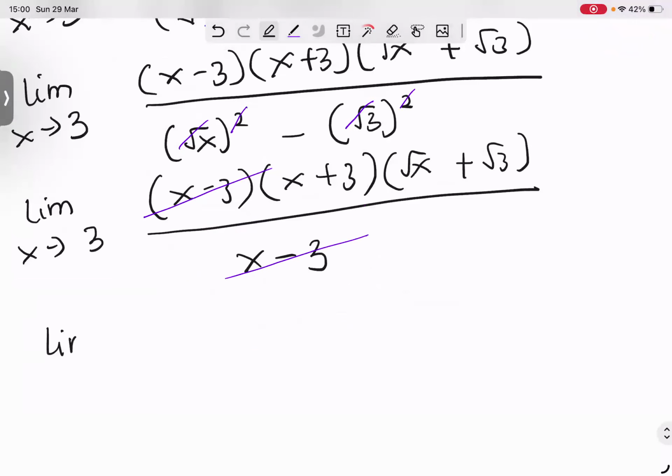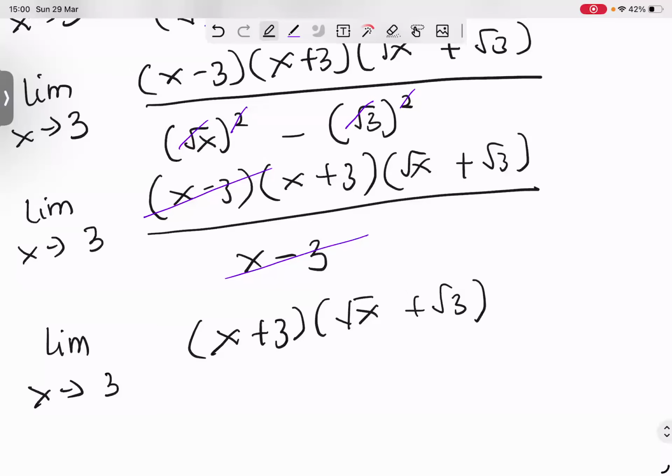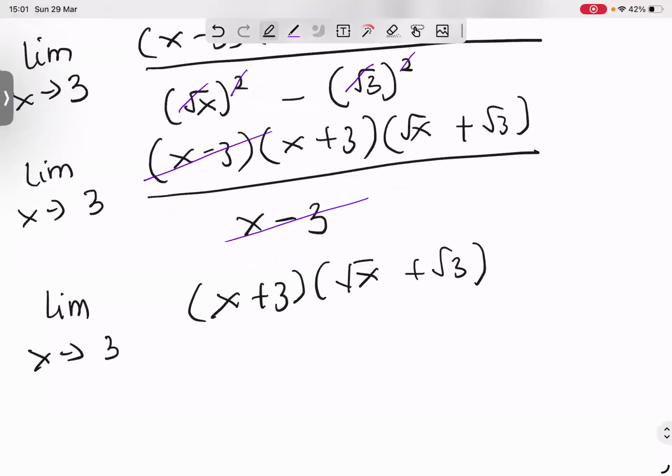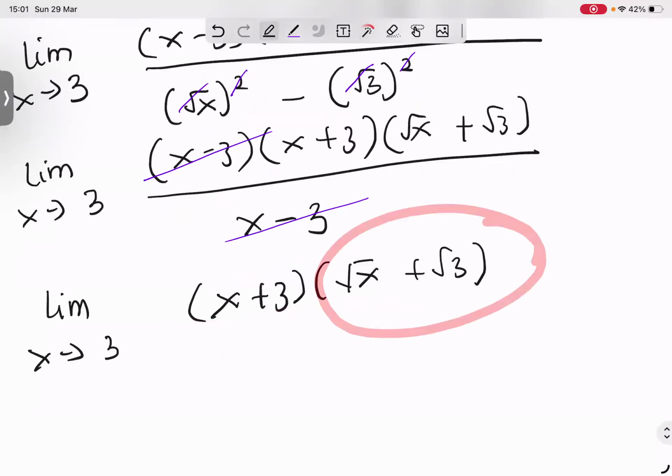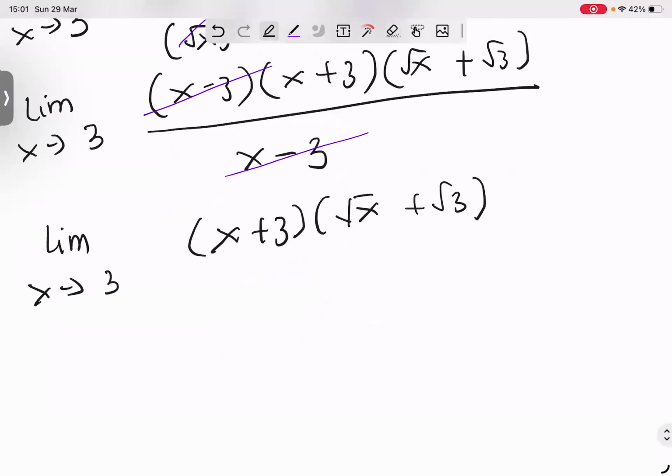So this gives me the limit as x approaches 3 of x plus 3 square root of x plus square root of 3, all divided by 1. Any number divided by 1 is the same number. Now in the limit, I have the product of two different functions. The product property allows me to evaluate the limit of the first, the limit of the second, and then after that, multiply them. So the limit on the first will be 3 plus 3, times the limit on the second will be square root of 3 plus square root of 3.